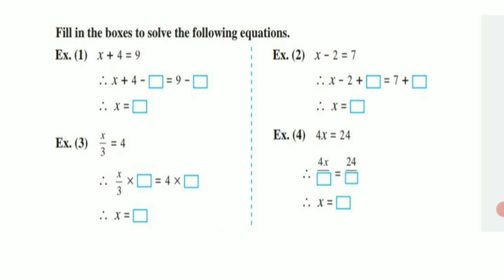Example number 3, x upon 3 is equal to 4. x upon 3 into box is equal to 4 into box. Here in this box, if we write 3, we get x is equal to 12.